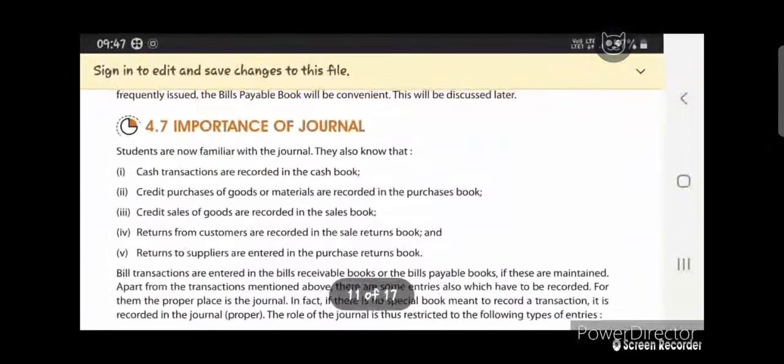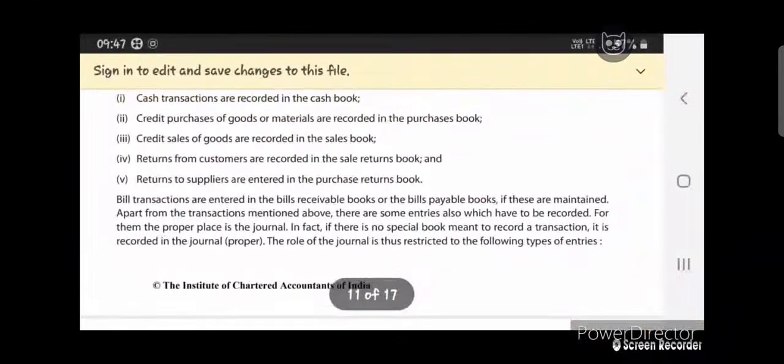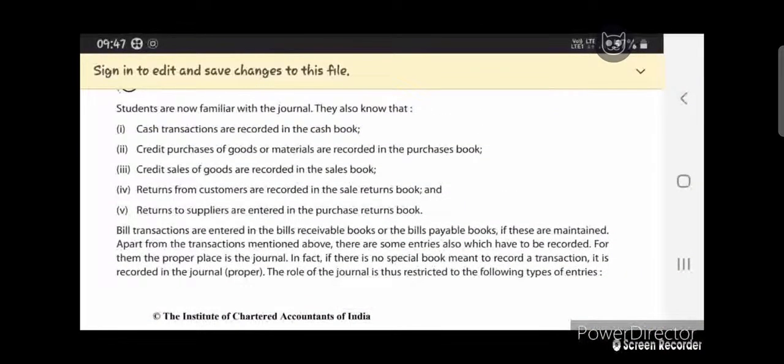Next, important for the journal. What are the important things you have to know about the journal? Cash transactions are recorded in the cash book. Next, credit purchase of goods or materials are recorded in the purchase book. Credit sales of goods you will record in the sales book. Returns from the customers you will write in the sales return book, and returns to suppliers you will enter in the purchase returns book.